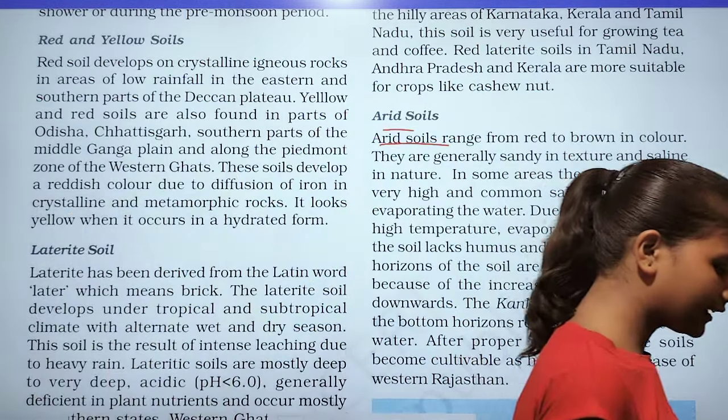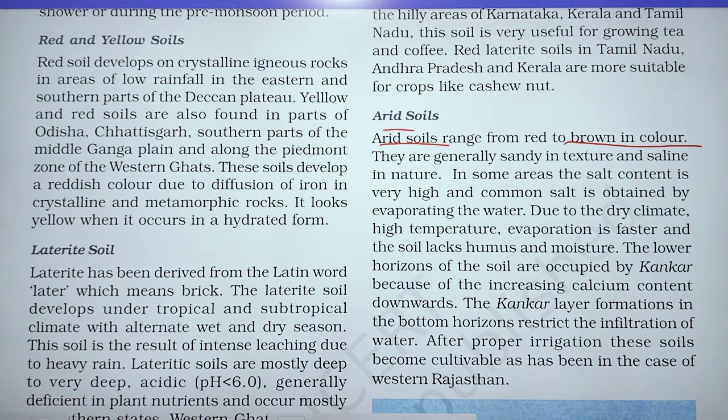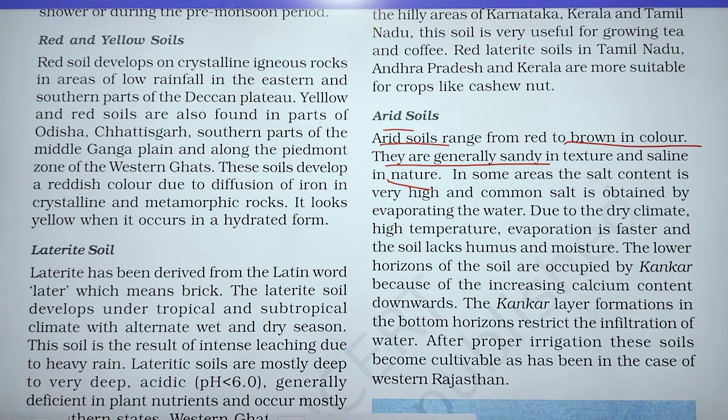Arid soils range from red to brown in color. They are generally sandy in texture and saline in nature.